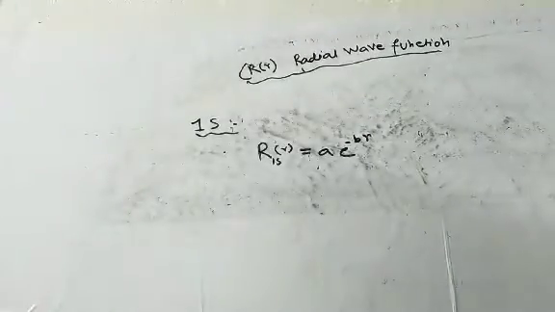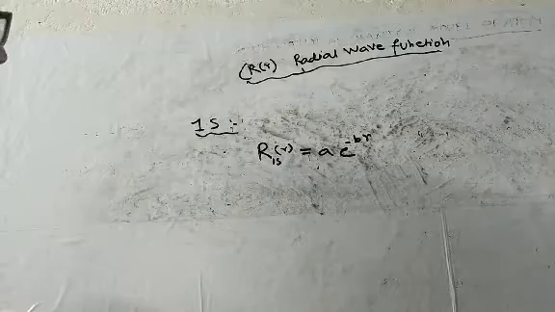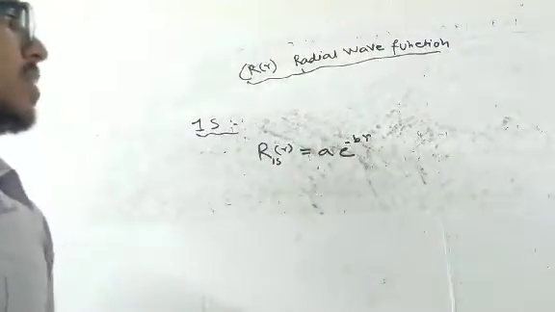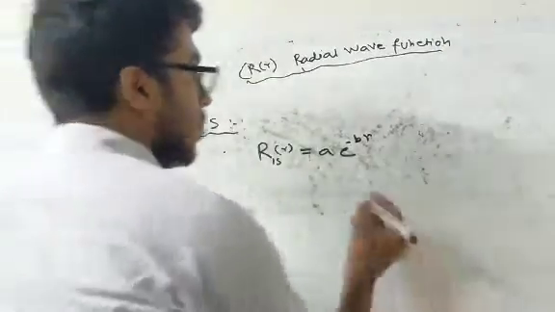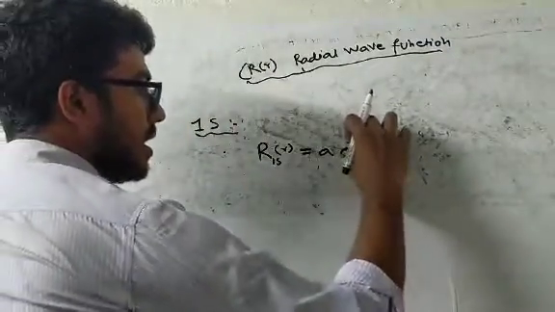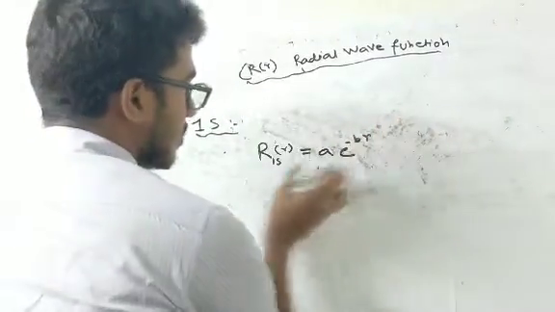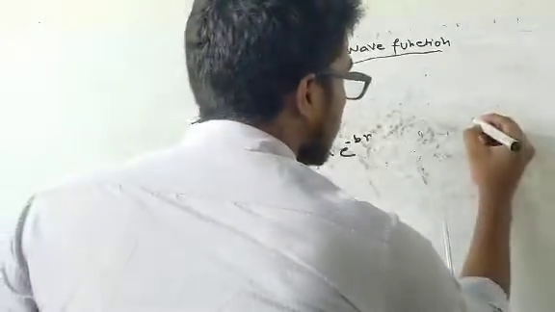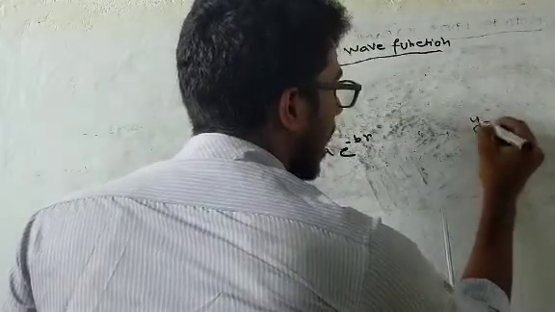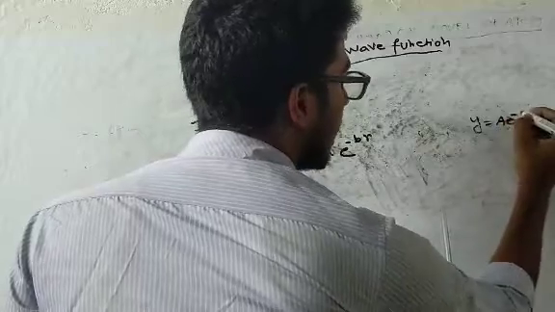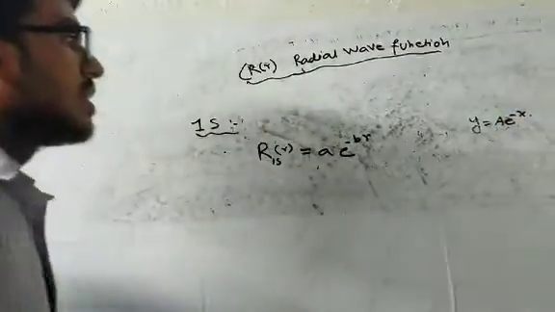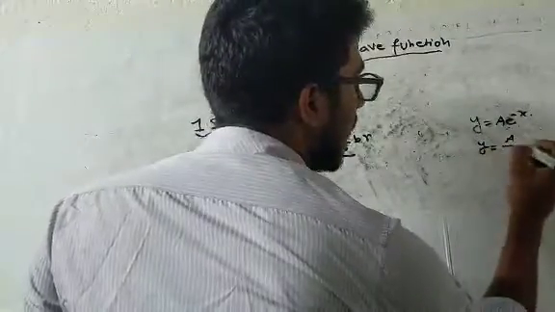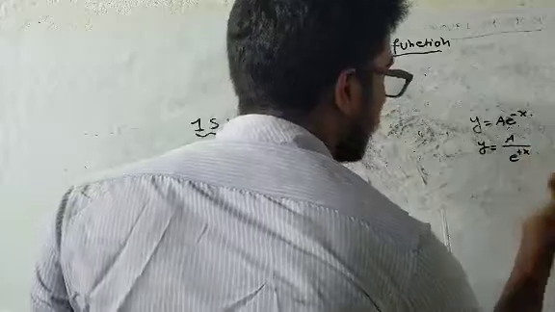Now if I want to draw a graph between the radial wave function and the distance r, this wave function contains an exponential part. If I told you y equals a e to the power minus x, so this is a mathematical equation. Now what should be the graph of this equation? So I can write this as e to the power minus x, or one over e to the power plus x.